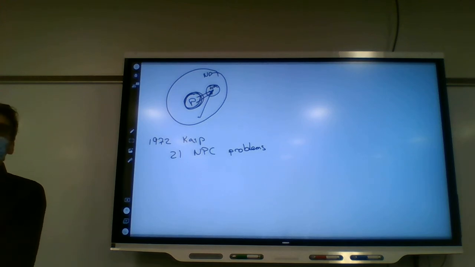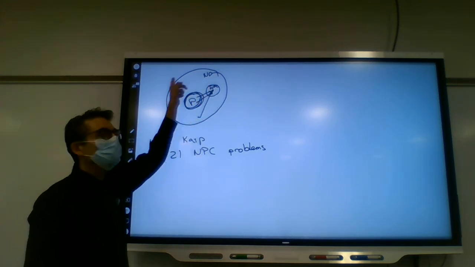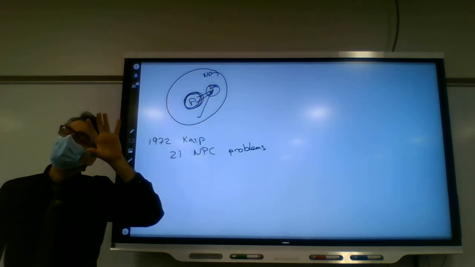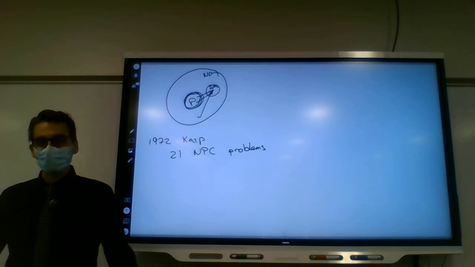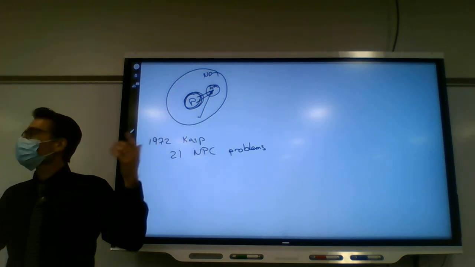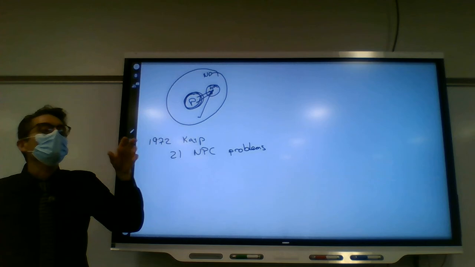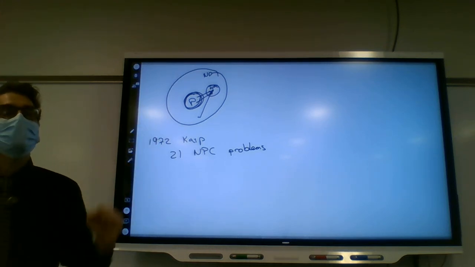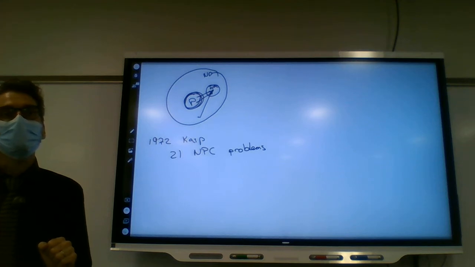Solving one of them quickly would mean what? Every problem inside this circle could be solved quickly. Again, quickly meaning polynomial time. There might still be big exponents, so it might still be physically intractable. But as far as theoretically, those problems have been solved. Does that make sense?